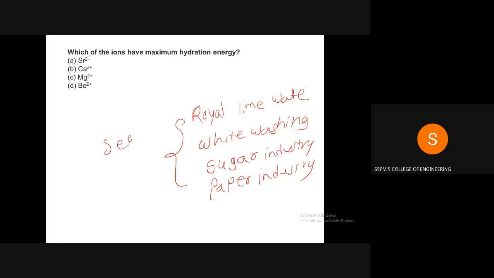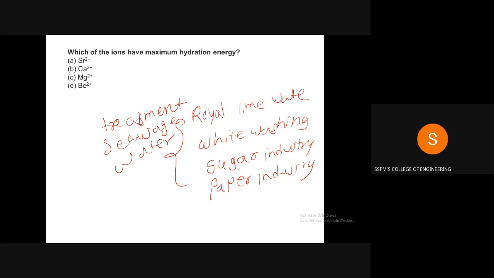Royal lime water is used for whitewashing, in the sugar industry and manufacturing of sugar, then the paper industry, and a very important use is the treatment of sewage water.